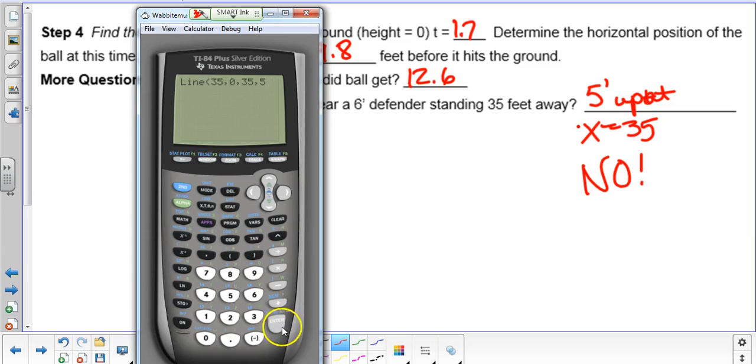Okay, here's my fun. Ready? There's the defender. Oh, he was supposed to be 6 feet tall, wasn't he? So I need to redo this and make it 6 feet. If I put him in at 6 feet tall, it'll draw the defender and hopefully hit him in the face. I hit enter. There he goes. He's getting slammed.